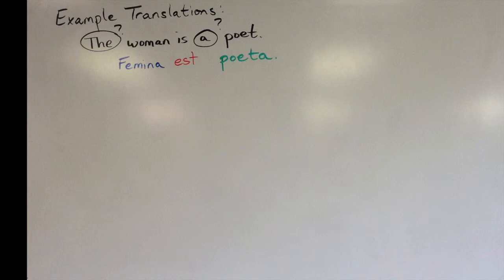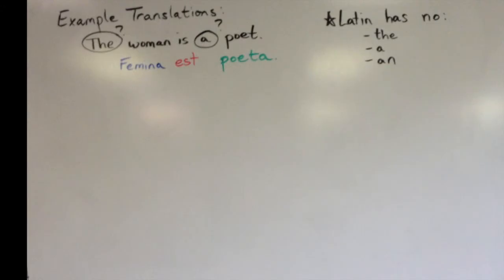I want you to write down in the margins of your notes that Latin, as an entire language, had no words the, a, or an. These three words, collectively called articles, were almost completely absent from the Latin language. So when we translate from English into Latin, we can just ignore those words.